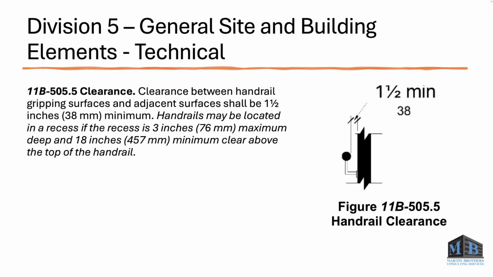11B 505.5, clearance. Clearance between handrail gripping surfaces and adjacent surfaces shall be 1.5 inches minimum. Handrails may be located in a recess if the recess is 3 inches maximum deep and 18 inches minimum clear above the top of the handrail.